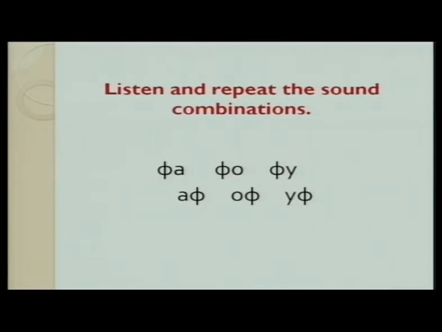Let us repeat: fa, fo, fu, af, of, oof. Dear learners, here we have clubbed one consonant with a vowel. For example, F and A, when clubbed together, the sound will be fa. Likewise, when F and O are clubbed, the sound comes fo, and likewise fu, af, of and oof. This is a very important exercise for learning the basics of the Russian sound system.